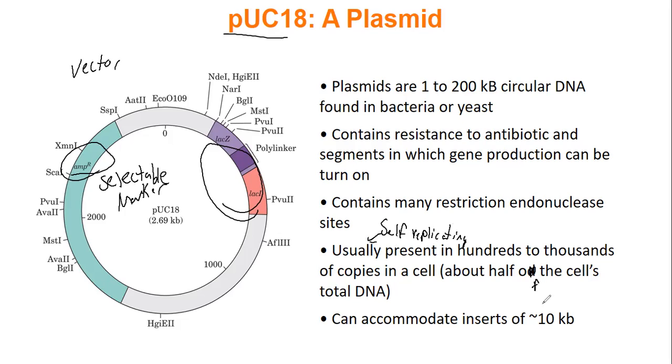Eventually, it will take up about half the cell's DNA. And usually, the biggest a plasmid can be is about 10 kilobase pairs. Bigger than that, and we would have a hard time putting it into a cell. So it does have a maximum size limit of about 10 kilobase pairs. So this plasmid, this vector, is one way we insert foreign DNA into a cell. This is our carrier. This is our Trojan horse.